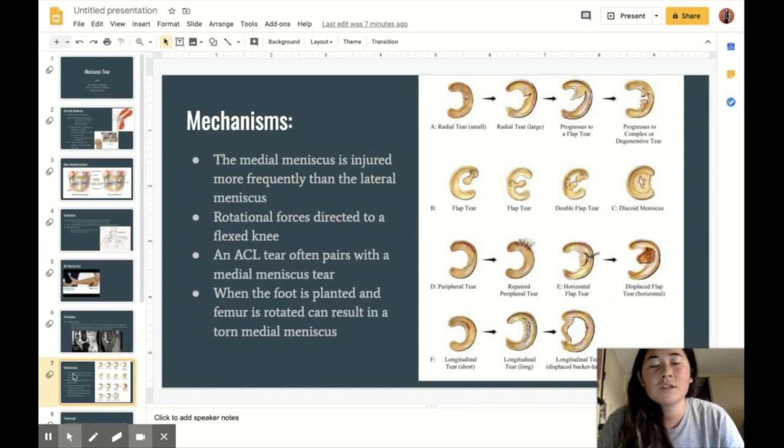This picture is about all the different kinds of tears in the meniscus. So the radial tear, which is small and large, flap tears, and all different kinds.